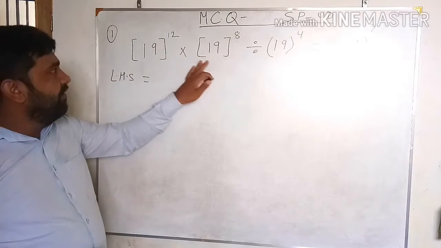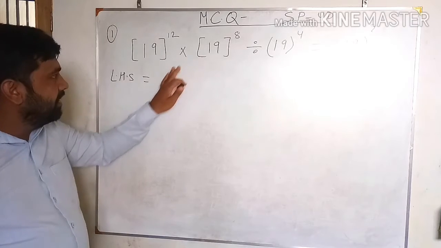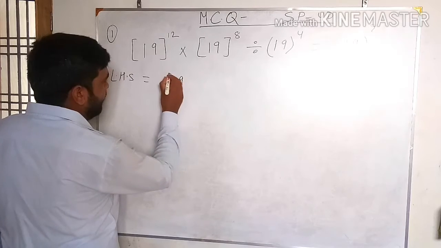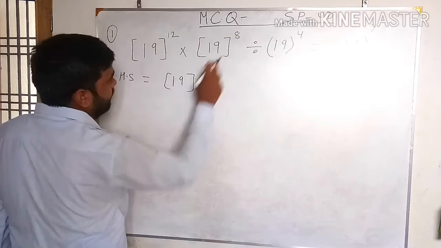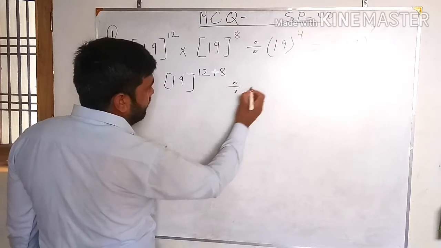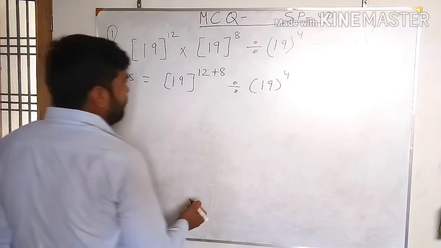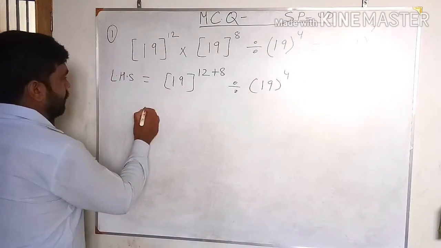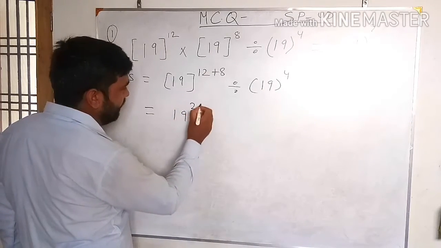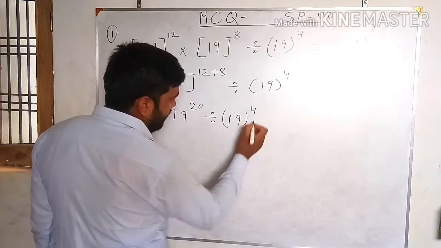So we apply the product law of exponent, that is, exponents having the same base and multiplied with each other, we take the base common and add the power. So here take the base common 19 and we add the power, that is 12 plus 8. Next divided by 19 to the power 4. So now here 19 to the power, add the power 12 plus 8, 20, that is 19 to the power 20 divided by 19 to the power 4.